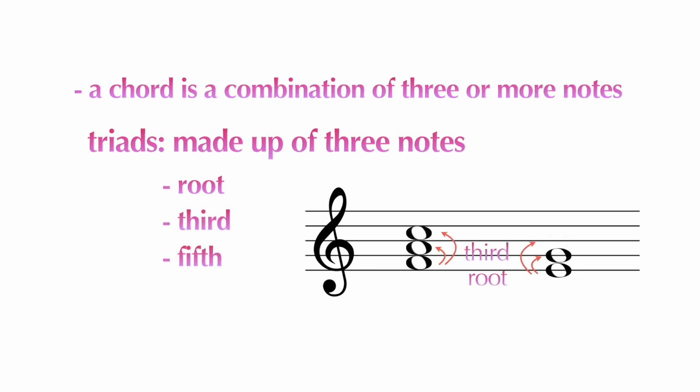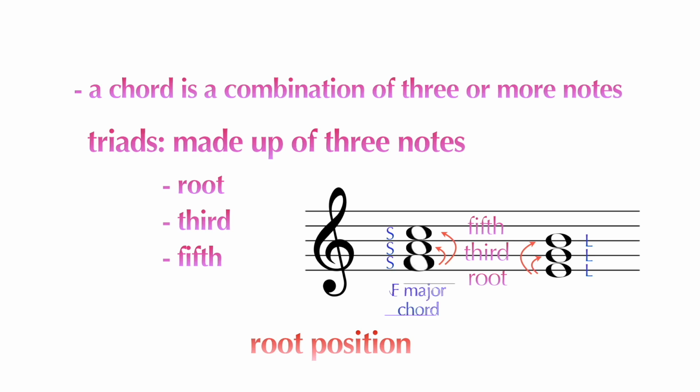You may notice that the root, the 3rd, and the 5th are either space, space, space, or line, line, line. This is called root position. If the chord is in root position, the name of the chord is based on the lowest note, that is the root. So, this is F major chord, and this is E minor chord.